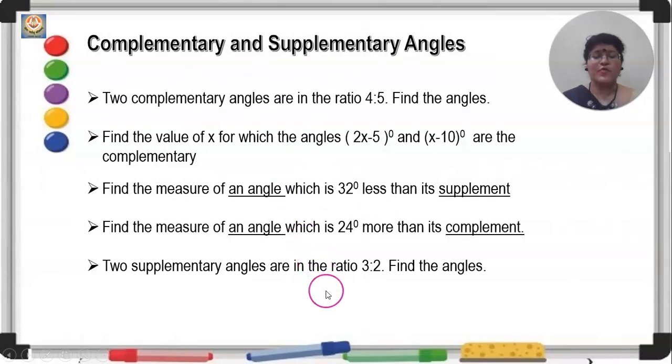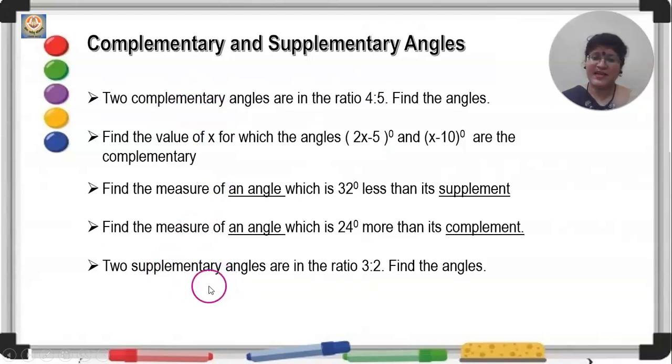These are a couple of problems from this chapter based on complementary and supplementary angles. Now, these questions are not given in the textbook, but we have had a video lesson based on complementary and supplementary angles. Two complementary angles whose ratio is 4:5. We have done such type of problems where the ratio is given, and in such case you will take the common multiple to be x. So you get it as 4x and 5x, and 4x plus 5x will total to 90 because they are complementary angles.